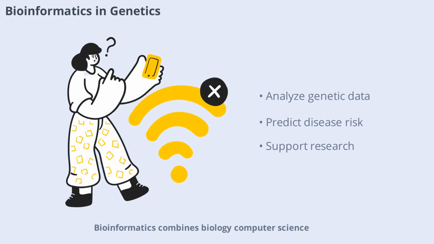Bioinformatics combines biology, computer science, and statistics to analyze genetic data. By processing vast amounts of information about mutations and polymorphisms, bioinformatics enables scientists to identify patterns, predict disease risk, and develop new therapies. This field is essential for modern genetic research.